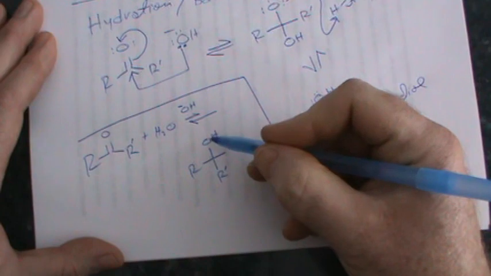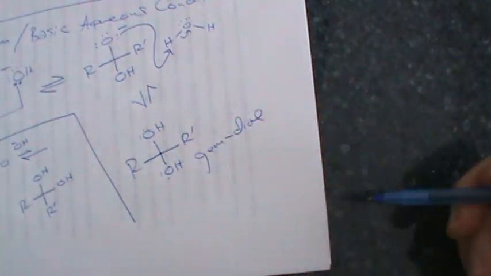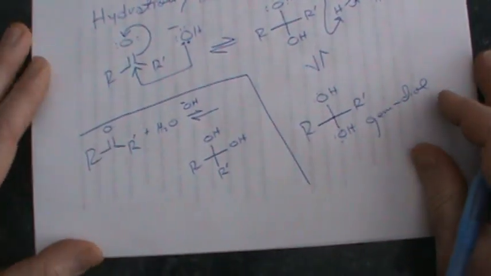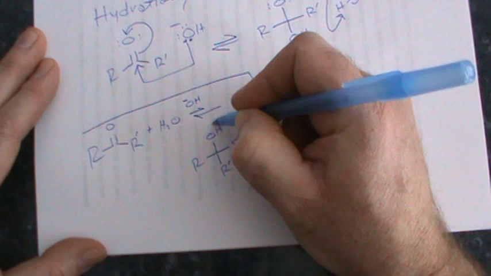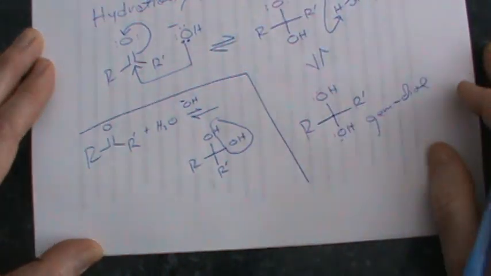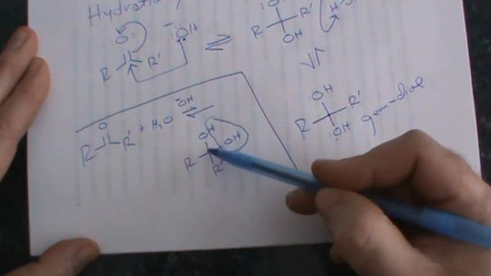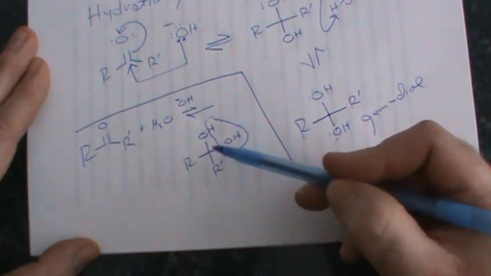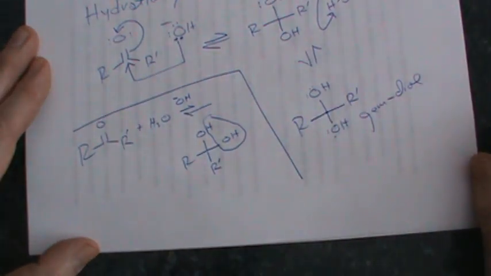Notice that it doesn't matter if you put the 2 OH groups like this or like this, it's all the exact same thing. But what I'm trying to get at here as we look at the overall equation is that I have indeed added water. There's the hydration part of the story. That was the original molecule. Now I've added water to generate this gem diol, but the equilibrium favors reactant, not product.